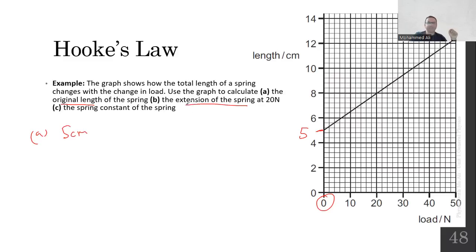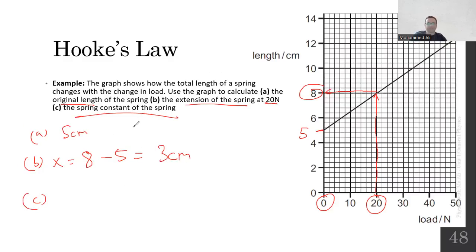Next, the extension of the spring at 20 newtons. From 20, you go up to the graph line, hit the graph line, and then you check what the length is. The value is not 8. Remember, you want the extension. The current length is 8. The original length is 5. So the extension is 3 centimeters.